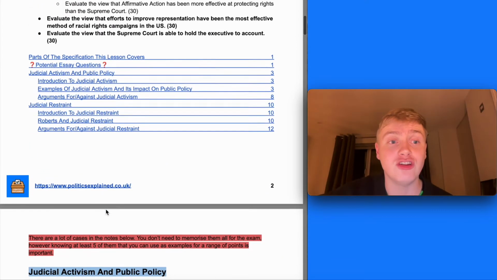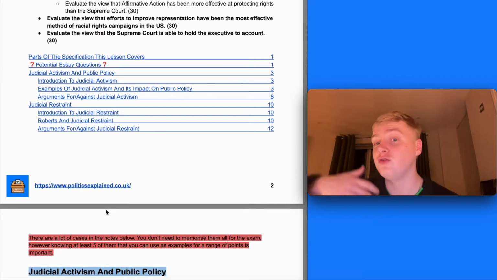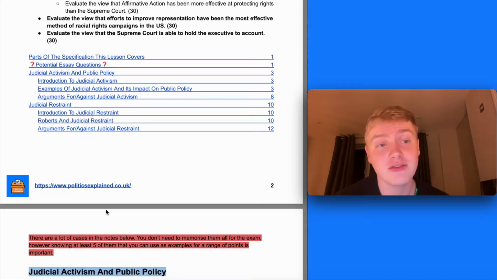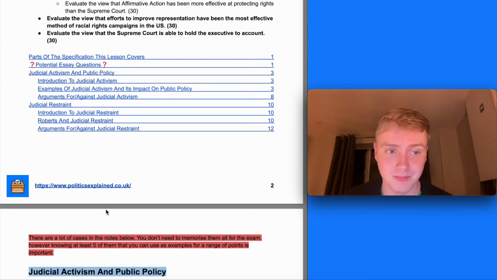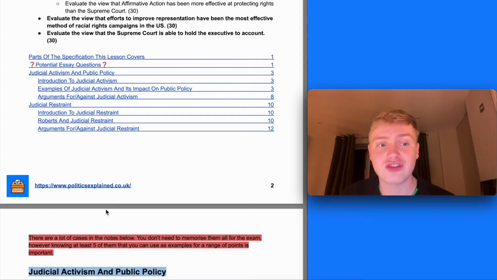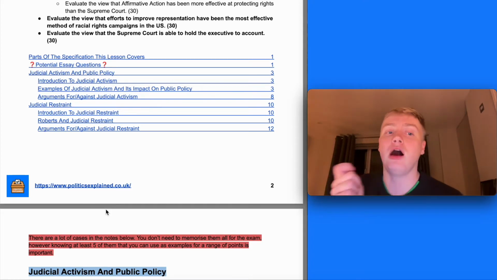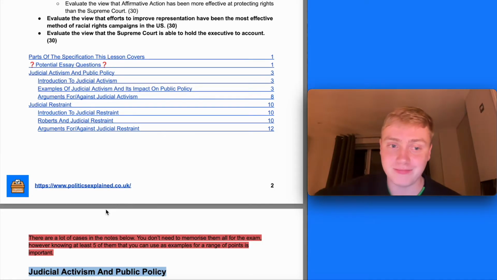I'm then going to look at judicial activism and public policy, introducing judicial activism, giving examples of judicial activism and its impact on public policy, and finally look at some arguments for and against judicial activism. I'm then going to finally look at judicial restraint, giving you an introduction to judicial restraint, Chief Justice Roberts and judicial restraint, and finally arguments for and against judicial restraint.